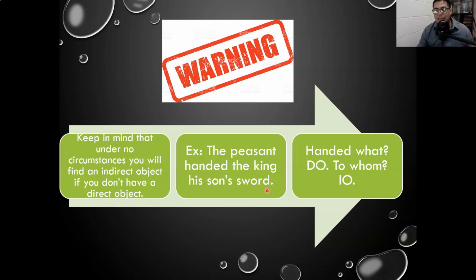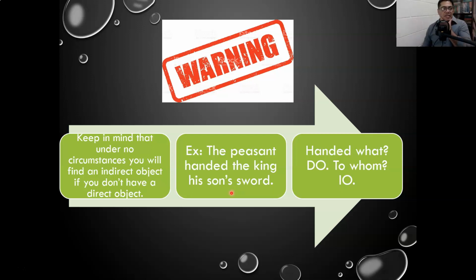And now I ask, because I have a possibility for a person here, I simply know that it's to whom. To whom or for whom? To whom? To the king. So the king is the indirect object. It's the recipient of the direct object. This is the direct object. Who receives the direct object? The king. Get it?